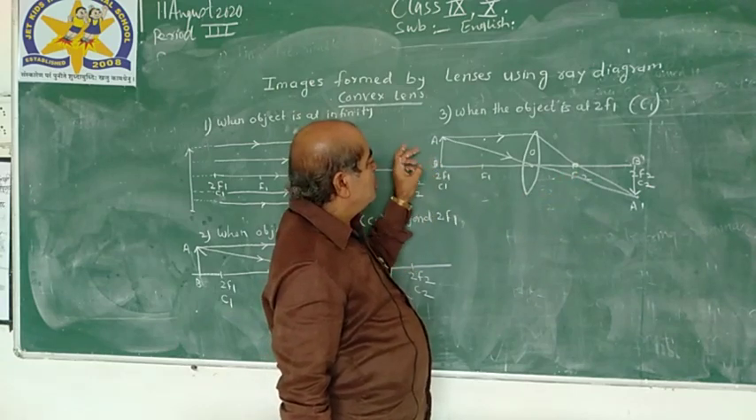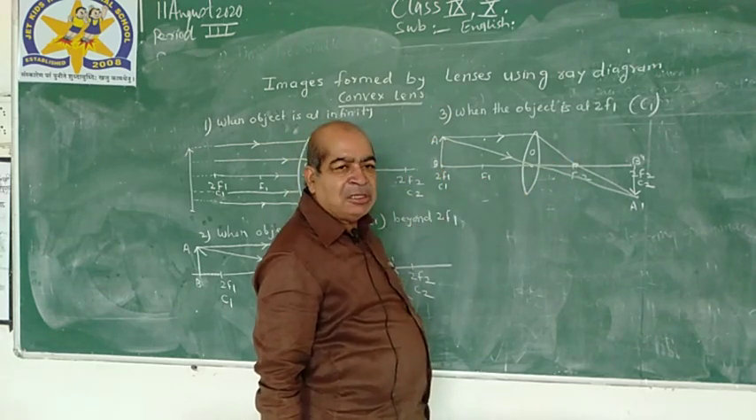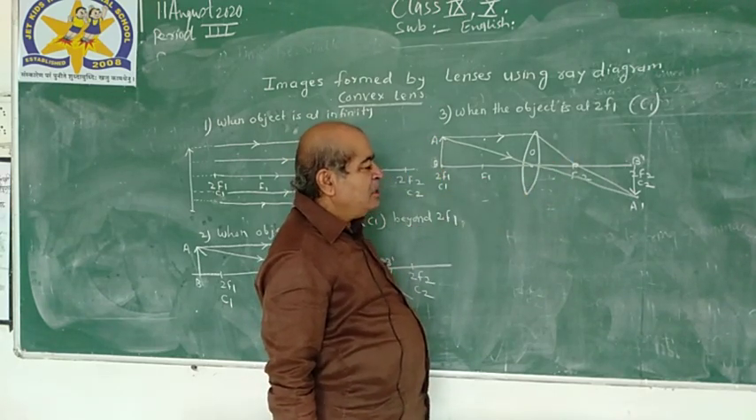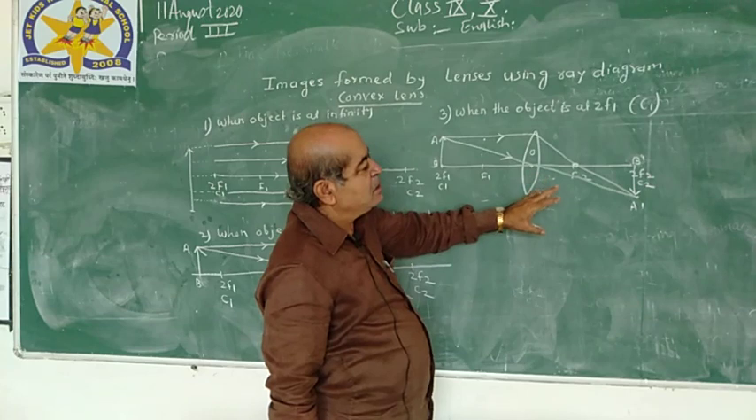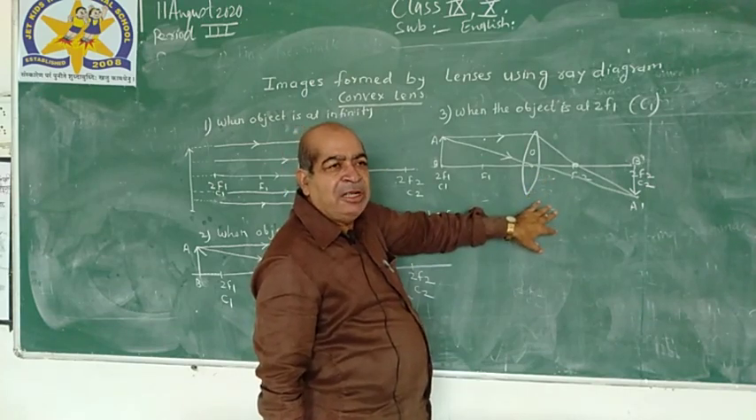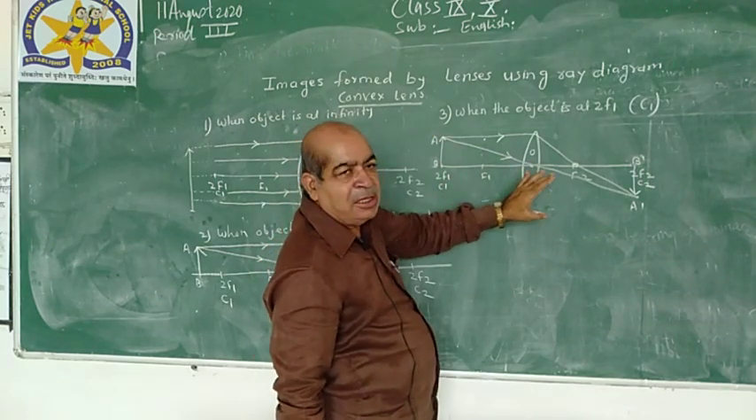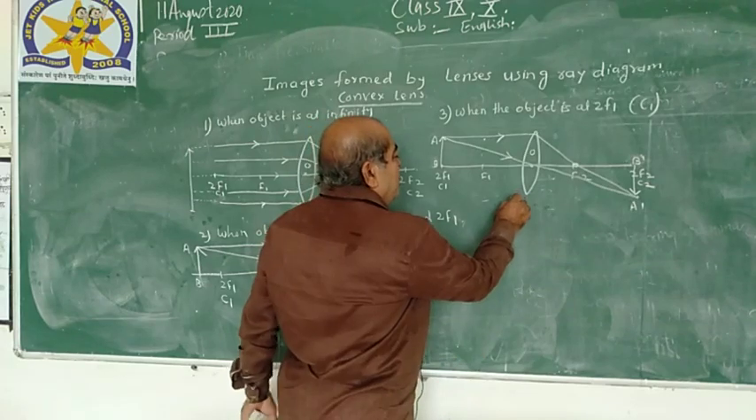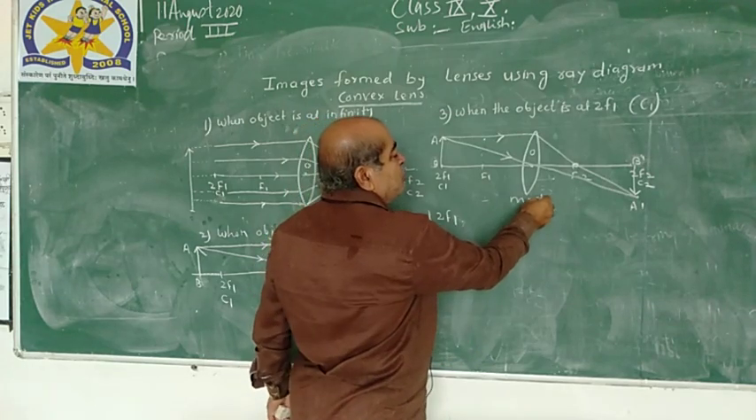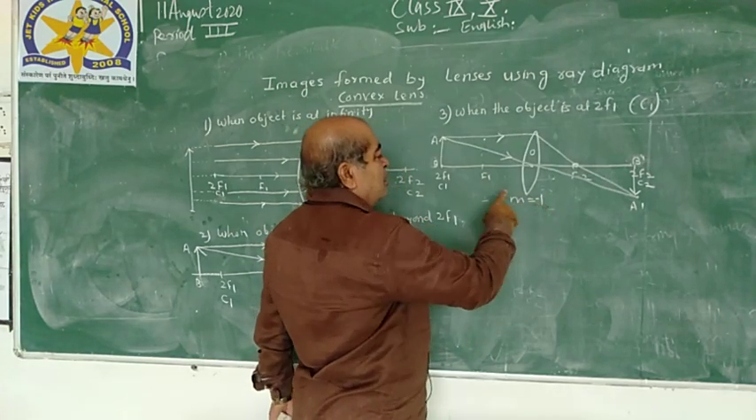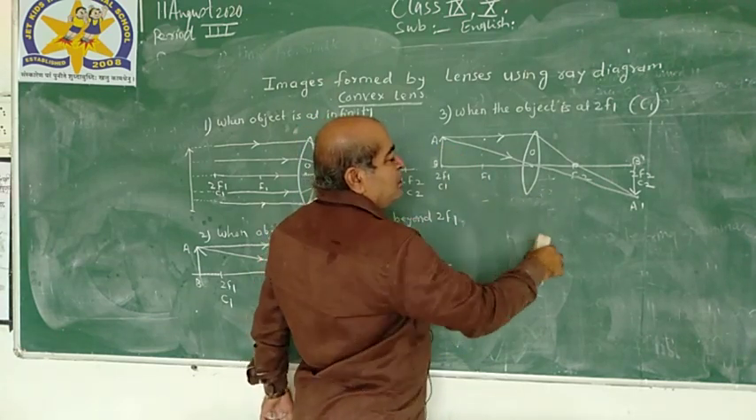The position of the object is at twice F1. The position of the image is at twice F2, and the size of the image is the same. The image is real and inverted. Here the size of the image is equal to the size of the object, meaning magnification is equal to minus 1 in this case. Then the size of the object is equal to the size of the image.